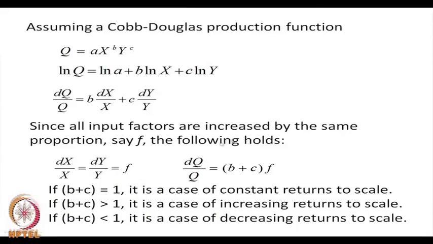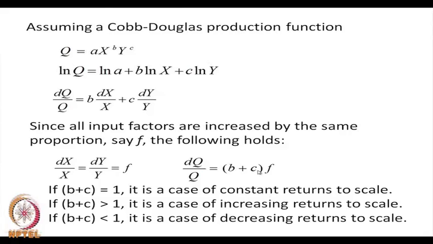So, from here we say that if b plus c is equal to 1, then dq by q is equal to f, same as the proportional change or fractional change that we had given to each of the inputs. Then it is a case of constant returns to scale.